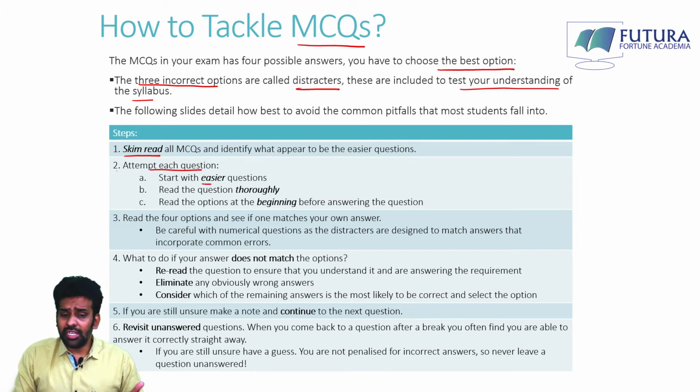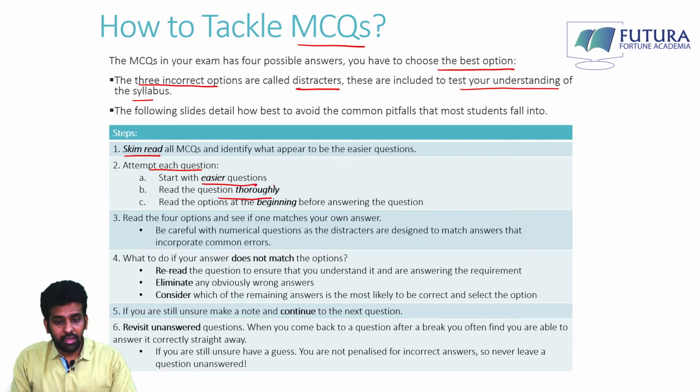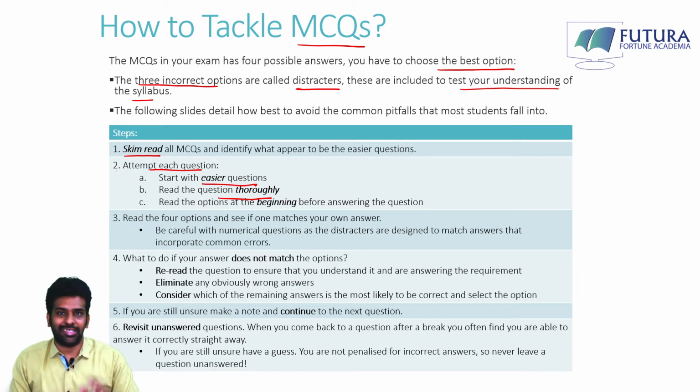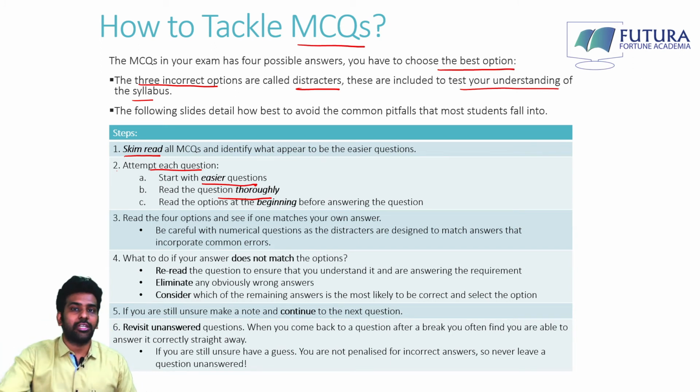You start with the easier questions, read the question thoroughly and slowly, read the requirement, and also you read the options at the beginning before you answer the question. So before you start your calculations, I suggest you start reading all the options so that you know when you are doing your calculations whether you are right or wrong.